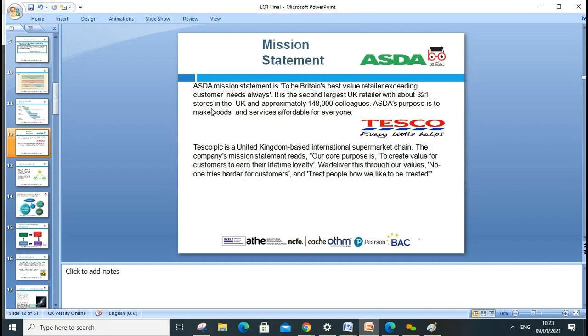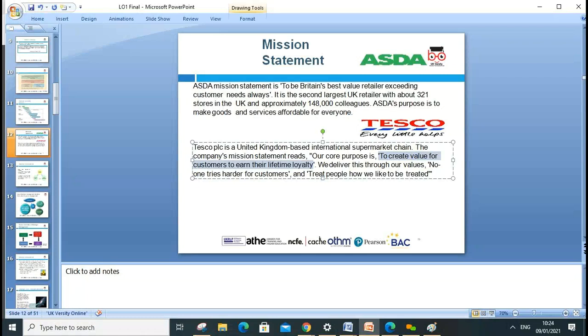Tesco, another supermarket, is an international supermarket chain. The company mission: our core purpose is to create value for customers to earn their lifetime loyalty. Can we keep a lifetime customer? It is a huge statement. How will we make sure we keep them loyal? They will stay with us. They will buy our products forever.